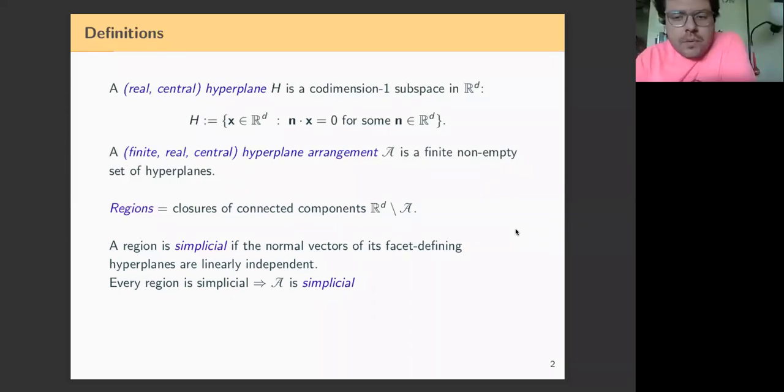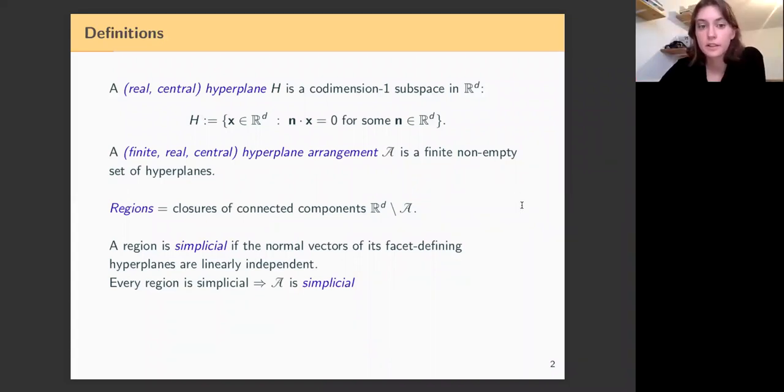Okay. So Galen asks, are the hyperplanes distinct, or do we allow multi-arrangements? Distinct. Sorry, I should have said that.